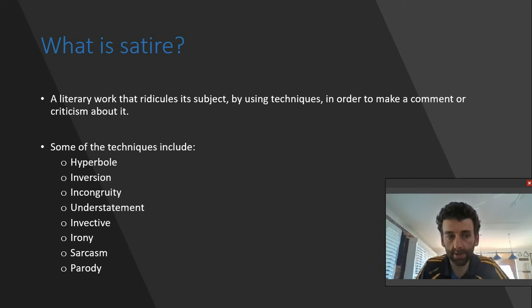The techniques that are used to create satire are as follows: hyperbole, inversion, incongruity, understatement, invective, irony, sarcasm, and parody. These techniques are used to create that satire, and the different examples of satire that we will look at will include some, if not all, of these different techniques. So we're going to go through each one by one, very briefly, to give you a quick introduction and explanation of each one.